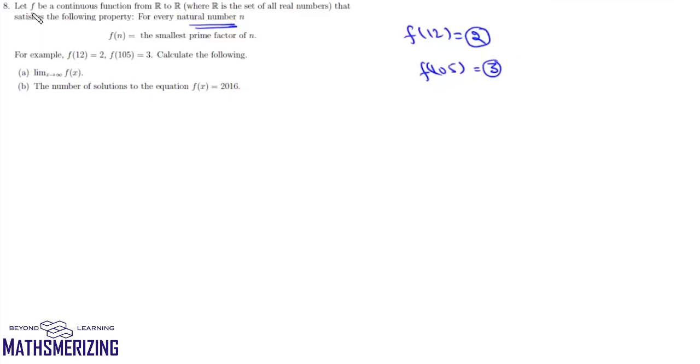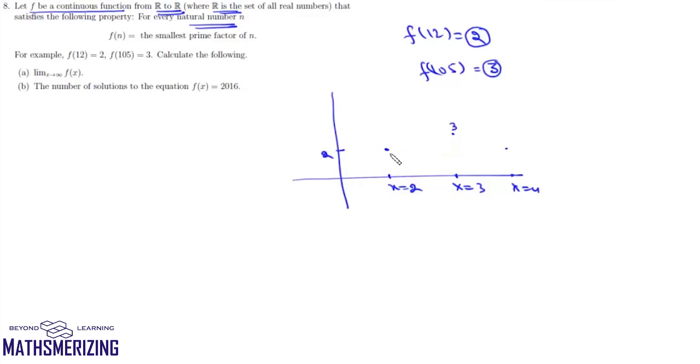Now it is given that this f is a continuous function from R to R. So it is defined for all real numbers. When the value of x is 2, the value of the function will be 2. When the value of x is 3, it will be 3. When the value of x is 4, it will be 2. Now since this function is continuous, we do not know the nature of the function. At least what we know from the intermediate value theorem is that it will take all the values between 2 and 3. In the same way, between 3 and 4 also, it will take all the values between 2 and 3.